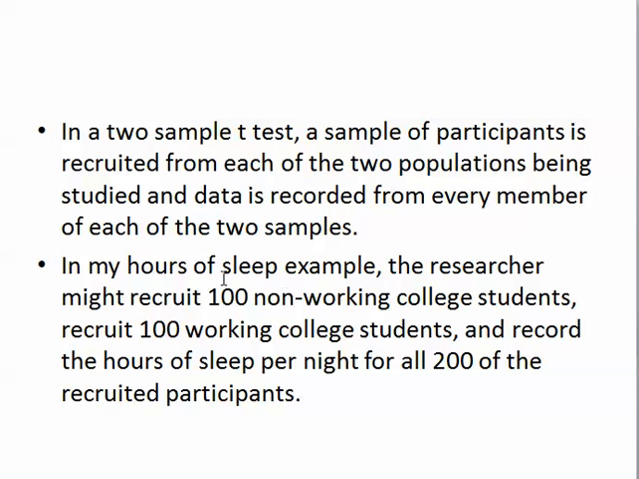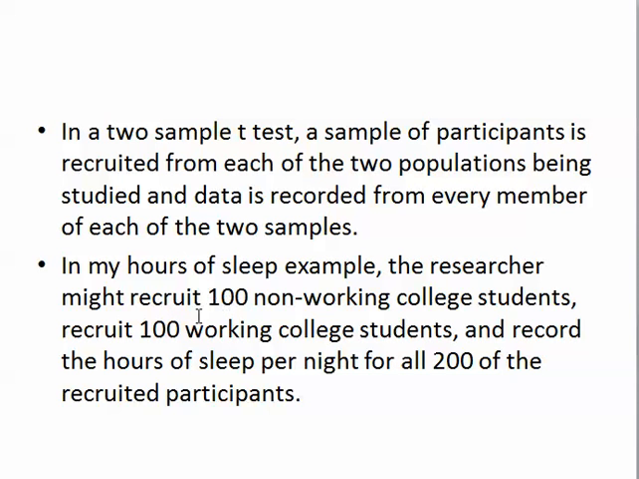So in my hours of sleep example, the researcher might recruit 100 non-working students and 100 working students. If the researcher is interested in comparing working college students and non-working college students, the researcher has to recruit a sample of working college students and a sample of non-working college students. The researcher has to take a sample of both populations that he or she is interested in. And the researcher collects data from those two samples.